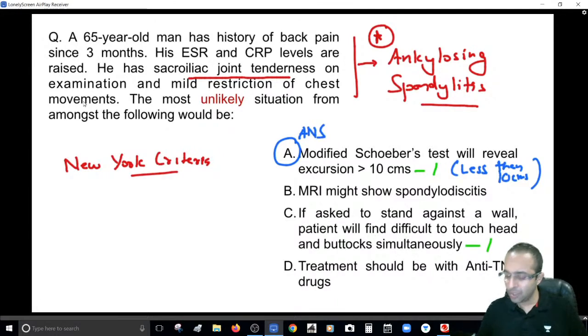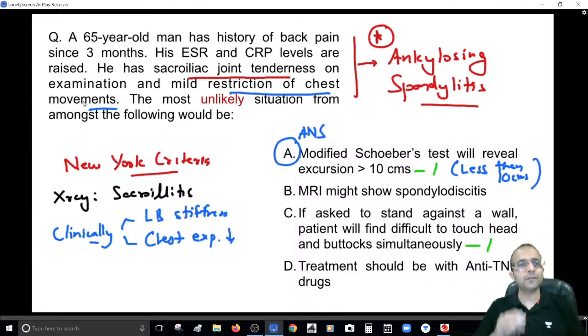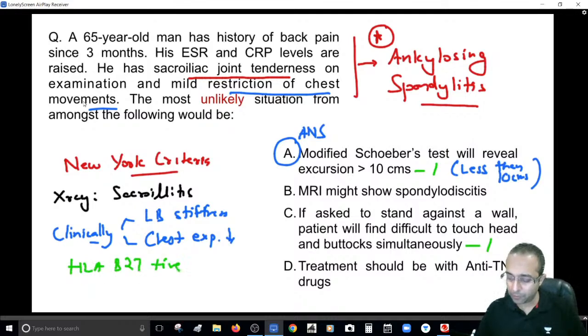Very simple. You find radiological evidence of sacroiliitis, and you find this gentleman is clinically having low back stiffness, or he is having restriction of chest expansion. So this is where you can suspect ankylosing spondylitis, and the moment you find this patient to be positive for HLA-B27, you can call this ankylosing spondylitis. So that is how simple even the diagnostic criteria is. It's basically based upon those same things.